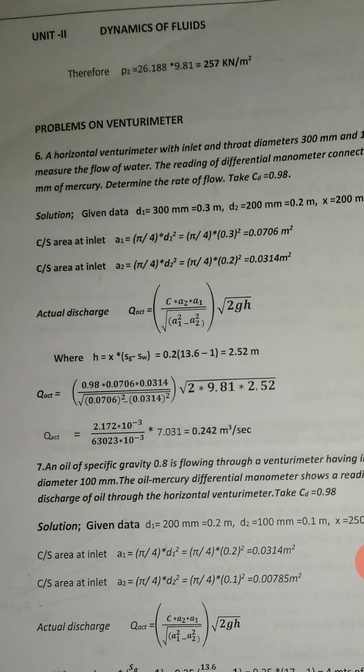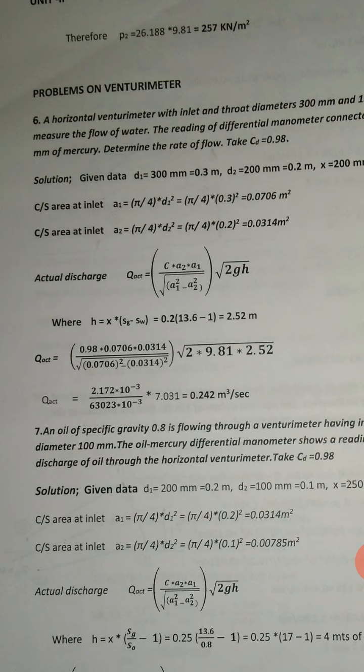Then actual discharge equals CD A1 A2 divided by under root of A1 square minus A2 square, into under root of 2GH, where H is the head of the water, that is x into Sg by Sw minus 1. Sg equals 13.6 and the water is flowing in the pipe, so the specific gravity of water is 1. That gives 2.52 meters. Then you can substitute the values in the equation, and Q actual equals 0.242 meter cube per second.